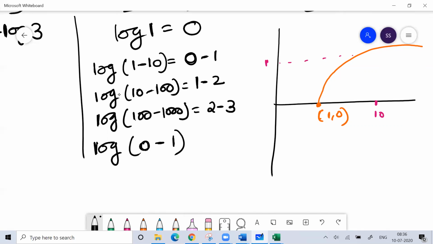But if you take any value which is between 0 to 1, that will give you a negative value for the log. The answer will give you negative. So anything from 0 to 1, any value you take between 0 to 1, will give you a negative value. So that you can easily prove.